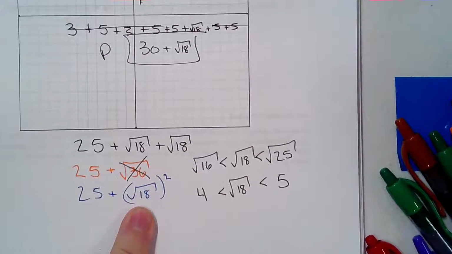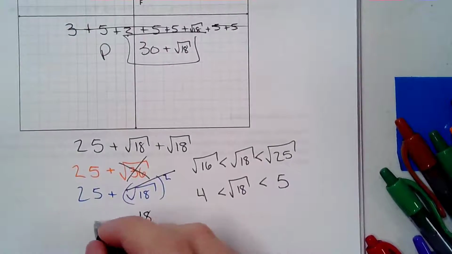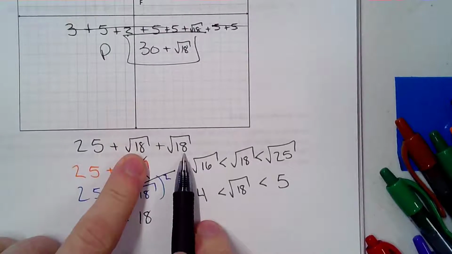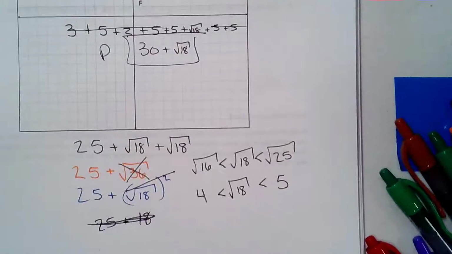Here, 18 squared before being rooted. Roots and squares cancel, so we get 18. Let's pretend this is as big as it possibly can be. What if they're both 5s? 5 and 5 is 10. Is that 18? Mm-mm. Can't possibly be that.